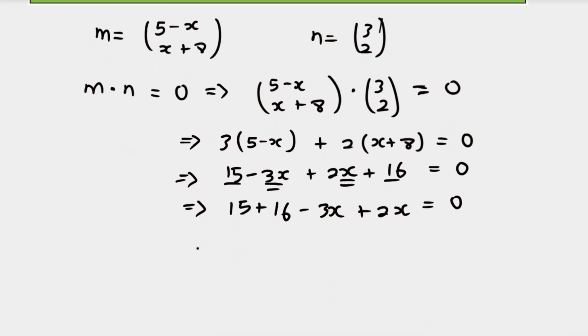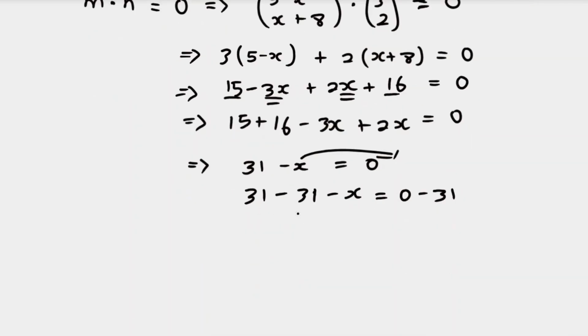So at this point, we can simplify 15 plus 16, that's going to be 31. Minus 3x plus 2x, we're going to get minus x, equal to 0. So we have to do away with this 31. You have to subtract 31 from both sides. So I'm going to get 31 minus 31, minus x equal to 0 minus 31.